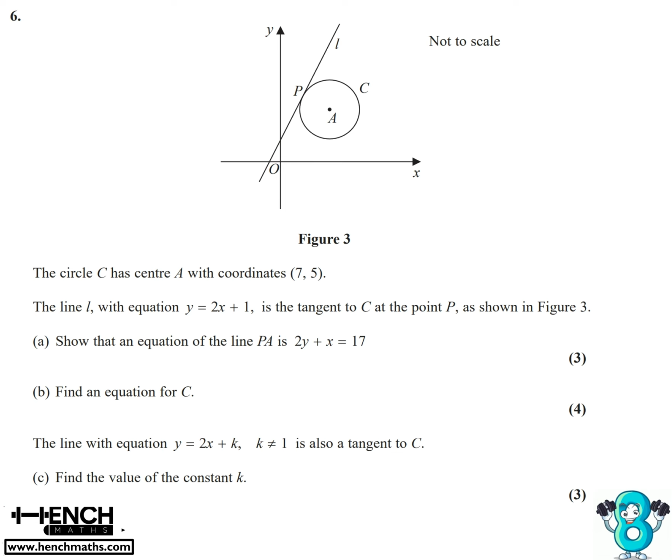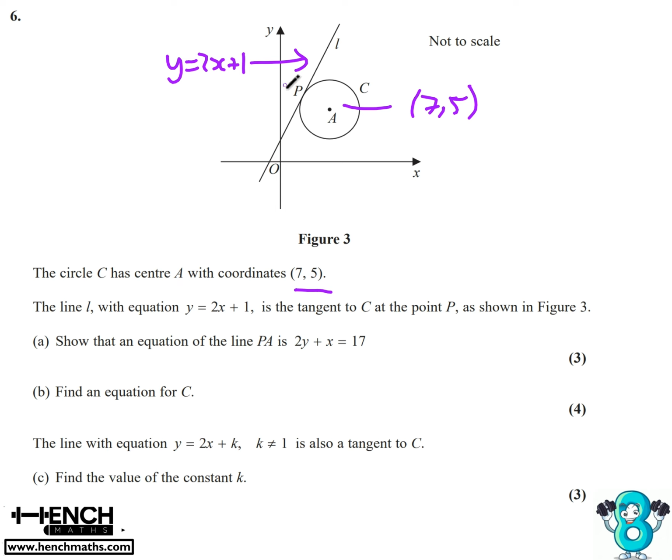Question 6. The circle C has centre A with coordinates 7, 5. So this here, A is 7, 5. The line L with equation y equals 2x plus 1, so that line there says y equals 2x plus 1, is the tangent to C at P. Okay, so that makes sense. That's the tangent. So part A, show that the equation of the line PA is 2y plus x equals 17.